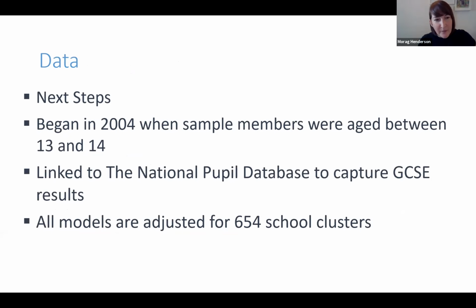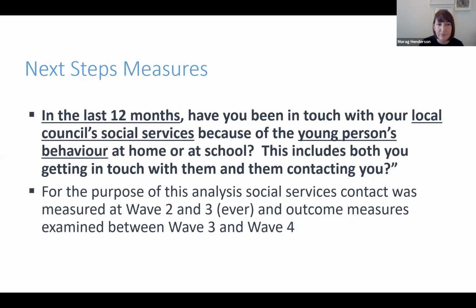So this is Next Steps. They were born in 1989-90. It began in 2004 when the cohort members were aged between 13 and 14. The unique thing about this is that it's linked to the National Pupil Database in England. So we captured objective measures of their GCSE results, and we adjusted for school clusters because it was a school sampling structure.